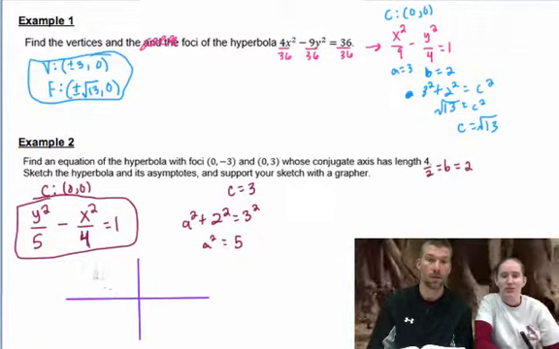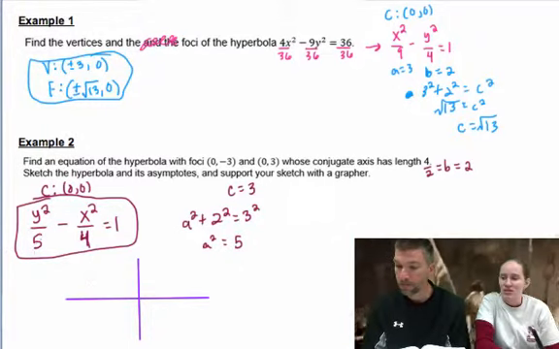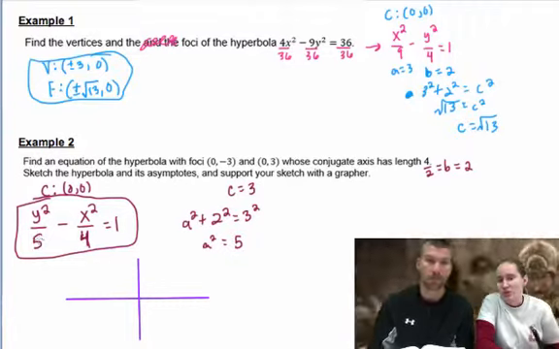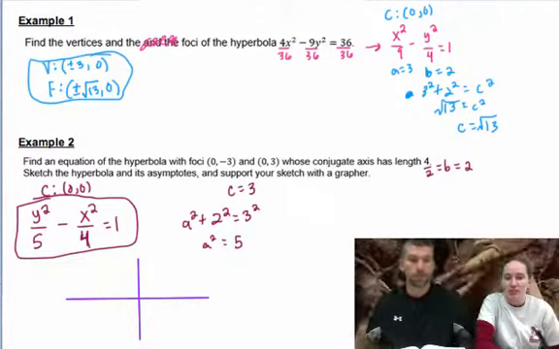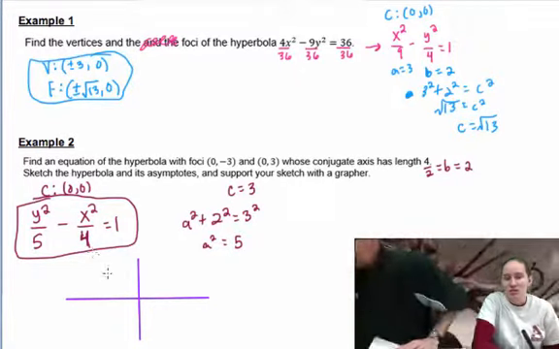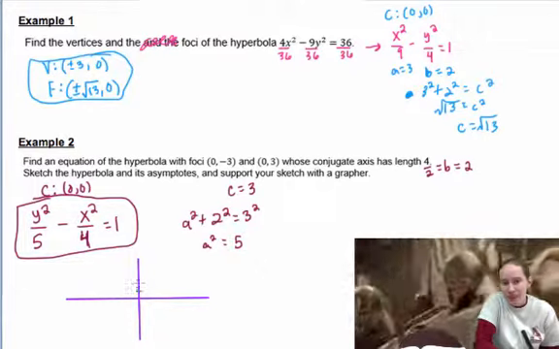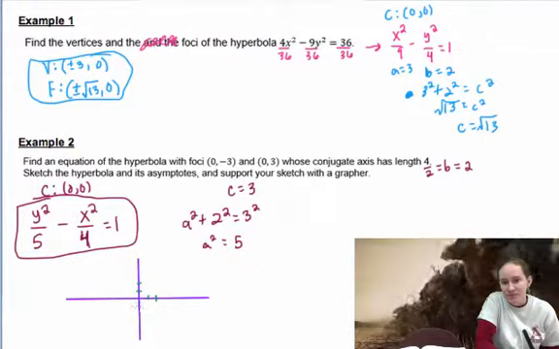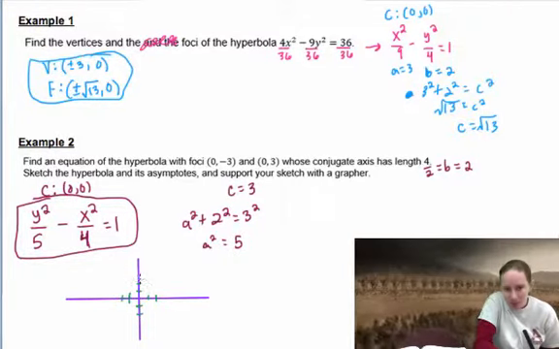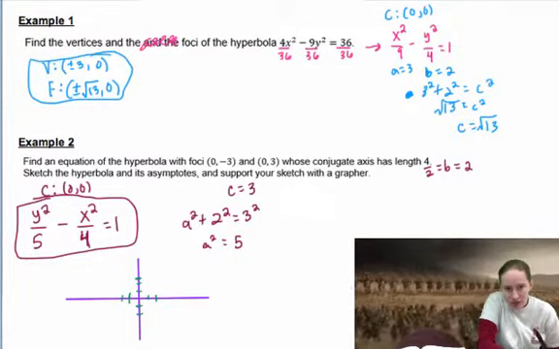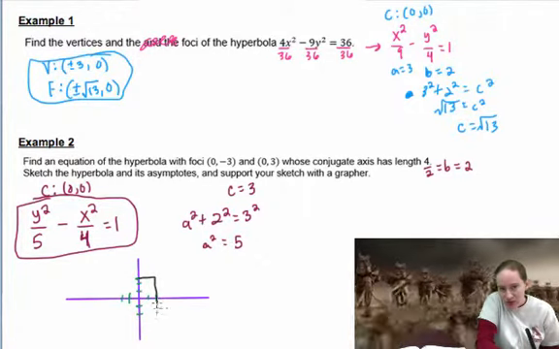All right, so it's centered at 0, 0. And what we do is we go up and down, because underneath y, we're going to go up and down square root of 5. We're going to go left and right 2, and we're going to make a box. Hold on one second. You do that, and I'm going to do this real quick. Up and down, I guess a little bit more than 2. Let me switch colors. Left and right 2.